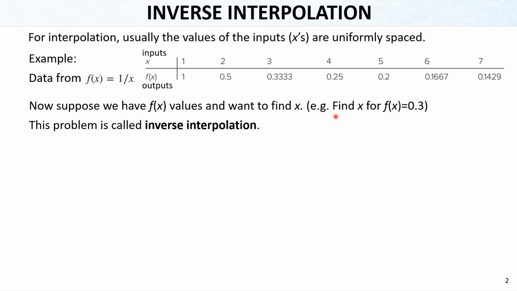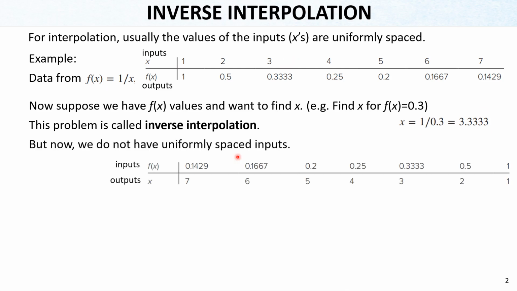And here, let's say f(x) is 0.3, and we want to find x for it. So we want the x value of 0.3, actually somewhere here. This problem is called inverse interpolation. And if we know the function, we can check the true value. The true value is 3.333. It's somewhere here.